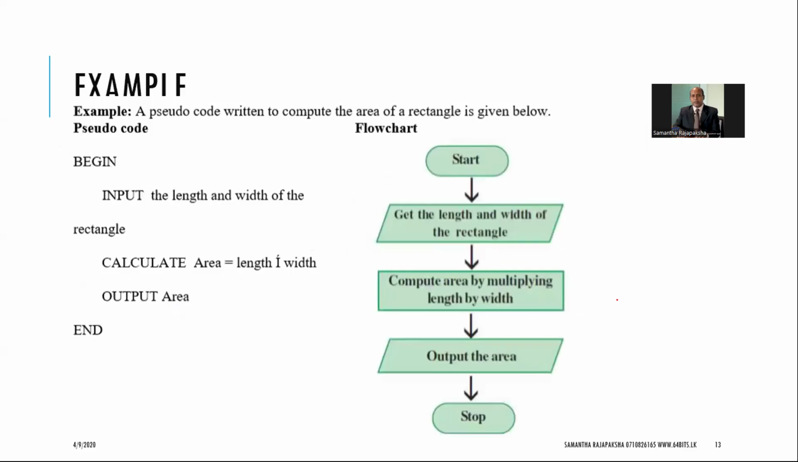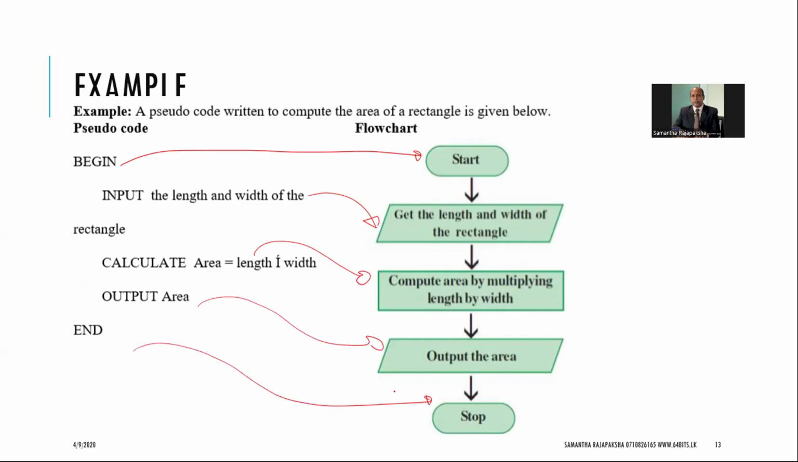As an example, if you want to write an algorithm to find the area of the rectangle, first I wrote the pseudocode where we start with begin, and you input the length and the width, and you calculate the area. Just multiply the length and the width and output the area. Then by taking each step, you can write the corresponding flowchart symbol. This is starting, this is the input operation, this is a calculation, this is output, and this is the end. Like this you can use the symbols, and you can easily develop the flowchart for the given question.